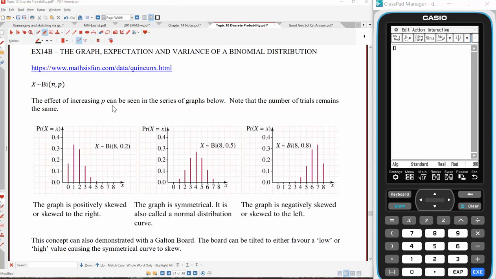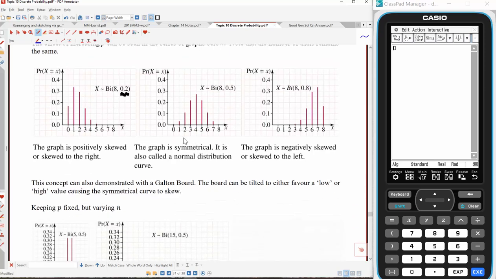So the effect of increasing P can be seen in the series of graphs below. Notice that if P in this case is 0.2, what we're going to get is a situation where the graph leans more to this left-hand side, or the positive skew. If P is 0.5, we get it centered around that middle value. So the expected value for this would be 0.5 times 8. It'll be 4 if we do 8 trials. And if we have that P value higher, 0.8, it's going to be skewed to the right, or negatively skewed.